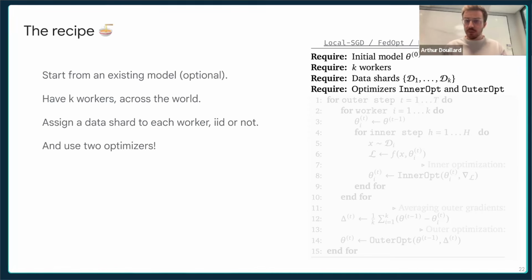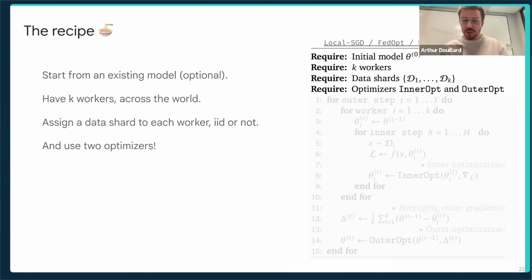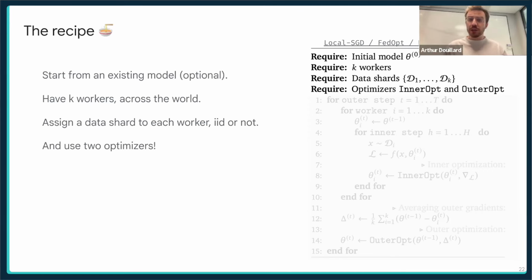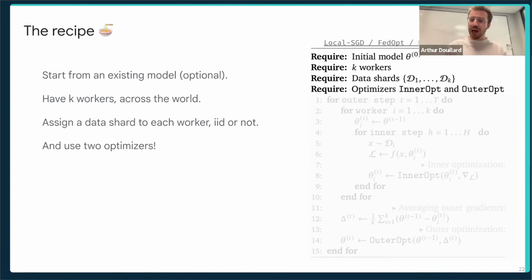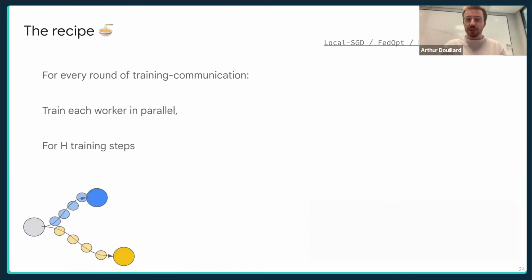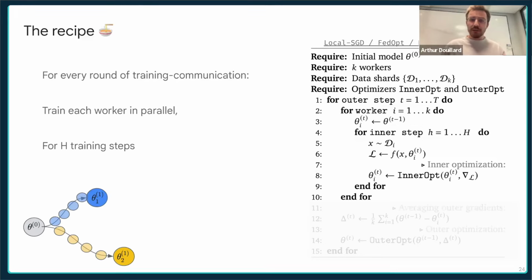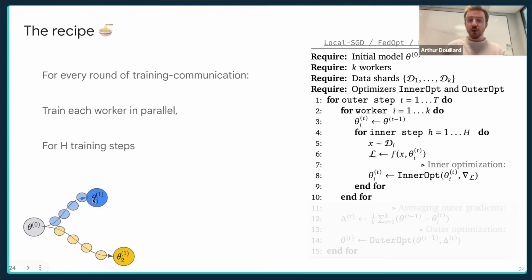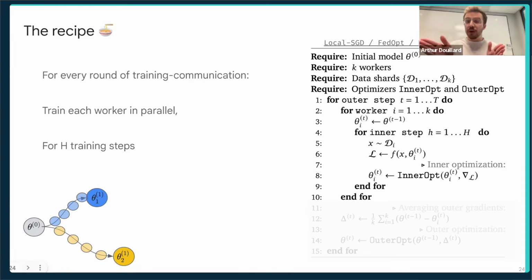We need to start from an existing model or random model. We need to have K workers across the world, and we assign a data shard to each worker that can be IID or not. And in that case, we need two optimizers, the inner optimizer and the outer optimizer. So for every round of communication that we call an outer step, we're going to train workers in parallel independently without any communication. So for example, you can see here, we start from a model in gray, and then we do two replicas that each are optimized for the same number of steps, but they may diverge in the parameter space, in blue and in yellow.